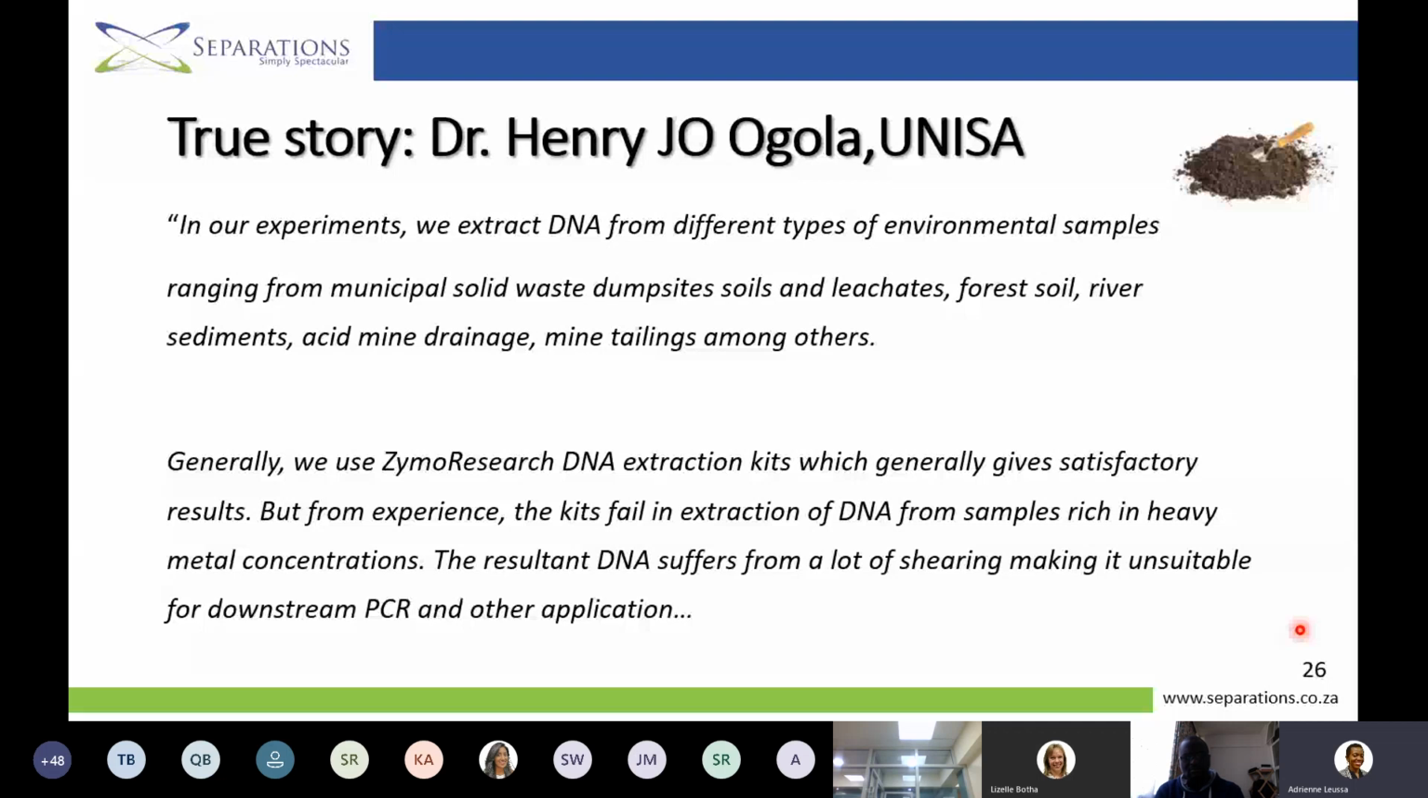And in Dr. Ogola's own words, the kit gave good performance in extracting DNA from rhizospheric soil samples, even in plants that grow in acid mine drainage environment, a case that was not successful with the Zymo kit. And he says you can rely on the kit for high yield and quality DNA, even for challenging environmental samples.